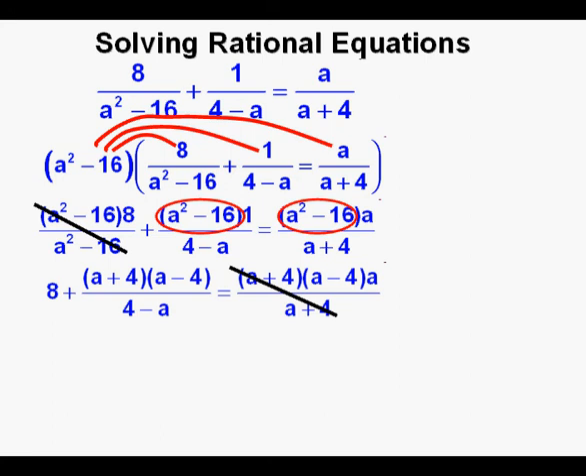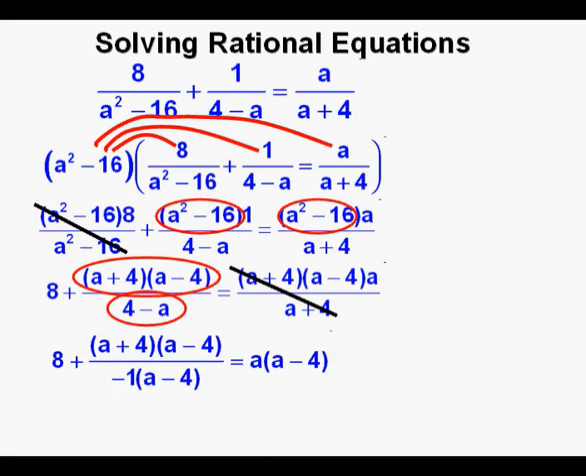On the right side of the equation, the quantity a plus 4 in the numerator cancels the a plus 4 in the denominator. But on the left side, none of these two binomials on top in the numerator cancel the 4 minus a in the denominator. However, in that denominator, we can factor out a negative 1, so it becomes in the denominator negative 1 times quantity a minus 4. The quantity a minus 4 in the numerator cancels the quantity a minus 4 in the denominator. And on the right side, we distribute the a to the a and the negative 4 inside the parentheses. So all this simplifies to 8 minus a minus 4 equals a squared minus 4a.